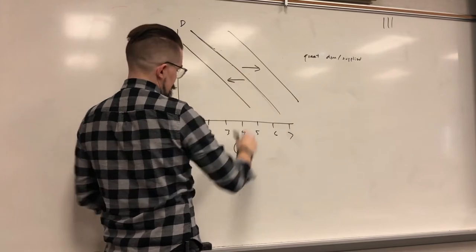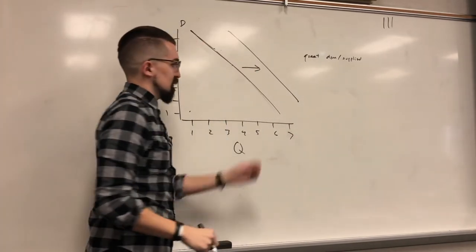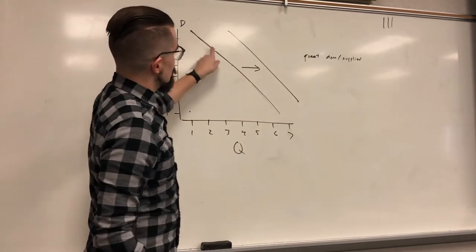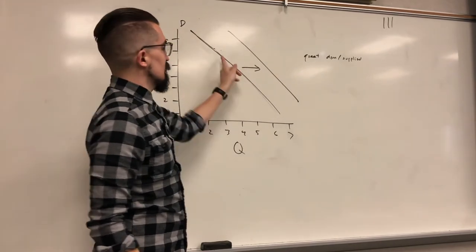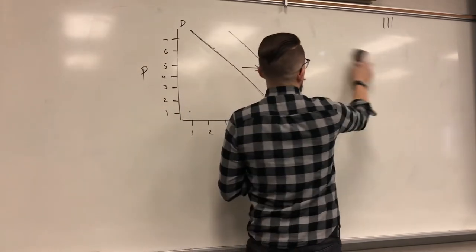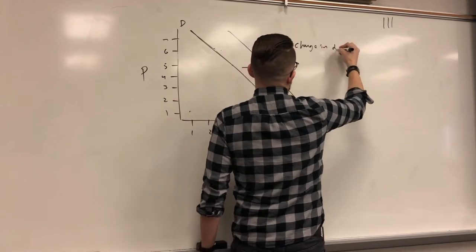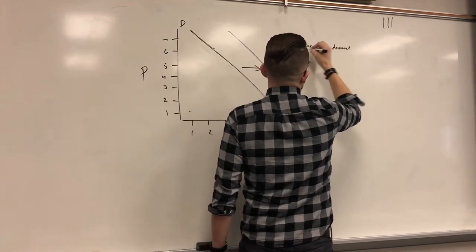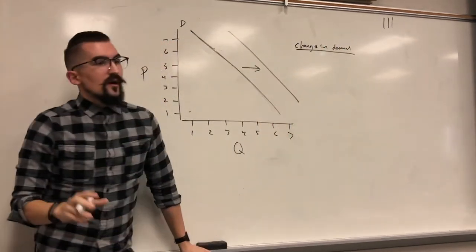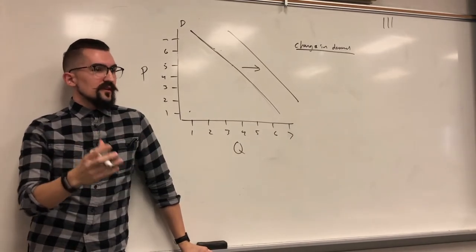If the whole curve, so let's just do one at a time, I won't confuse you. If the entire curve shifted over, it's like a little mat here. The entire curve shifted over to the right, that's called a change in demand. Not quantity. A curve will only move for something big, like a big change.